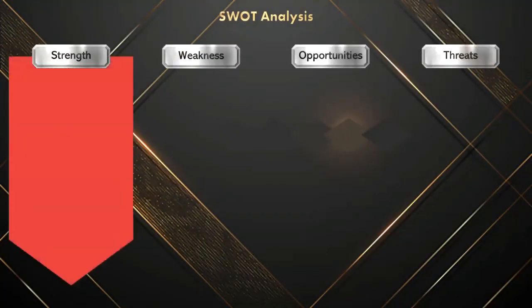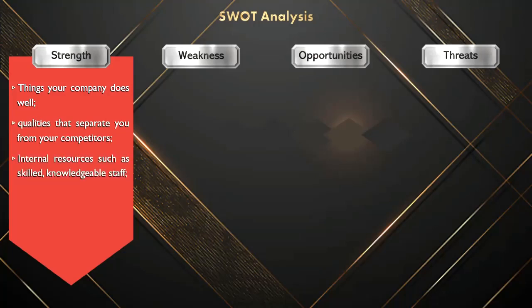Now, SWOT analysis, again, SWOT stands for the strength, weakness, opportunities, and threats of your business. On the first column of the SWOT analysis table, you will put the strength, lamang nimo sa imuhang competitor. So, you should put things your company does well, qualities that separate you from your competitors, internal resources such as skilled, knowledgeable staff, tangible assets such as intellectual property, capital, proprietary technologies, etc.